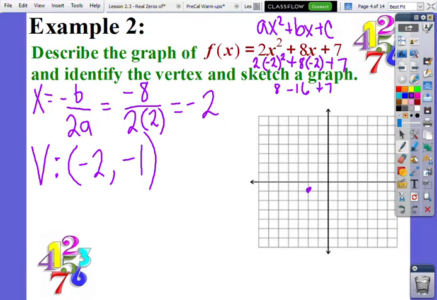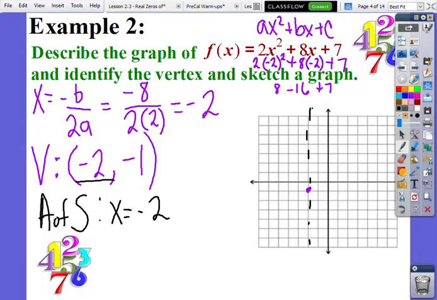I also know that I have an axis of symmetry. My axis of symmetry would be that vertical line that goes down through there. So my axis of symmetry would be x equals -2, so coming from the x of the vertex.